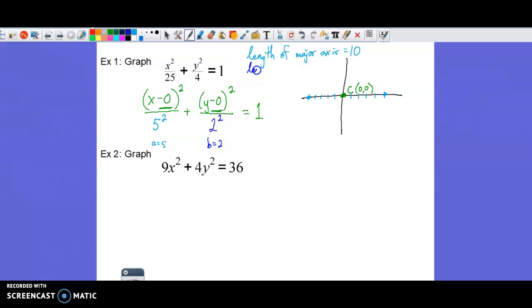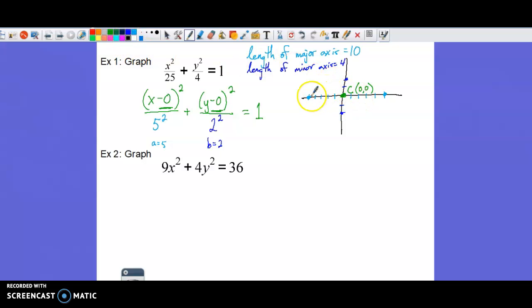So the length of the minor axis is 4. Why? Because you have to go up 2, because it's underneath the y, from the center, and you also need to go down 2 from the center.